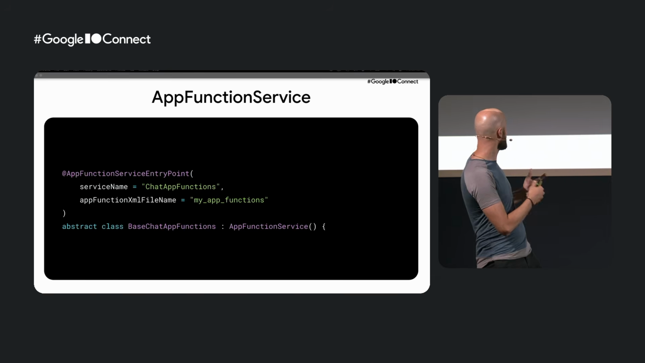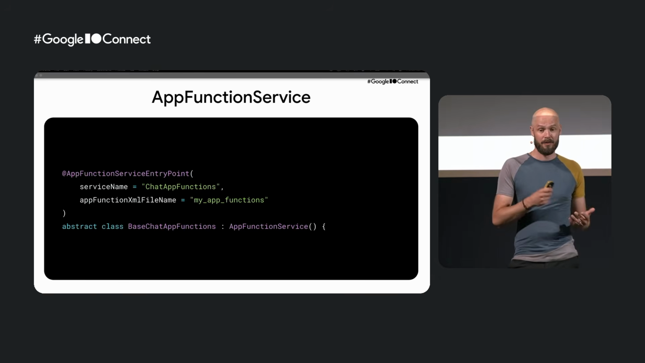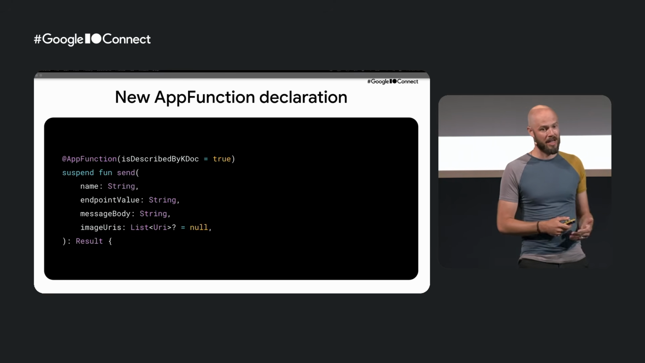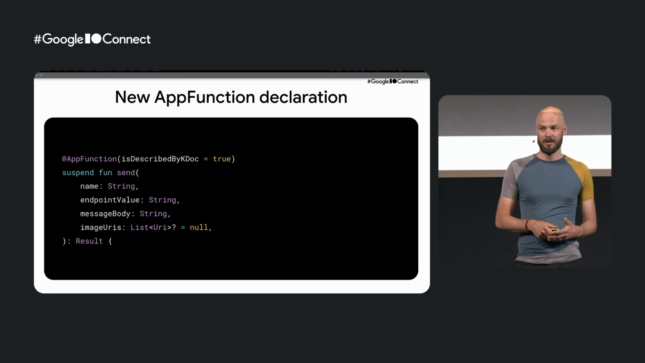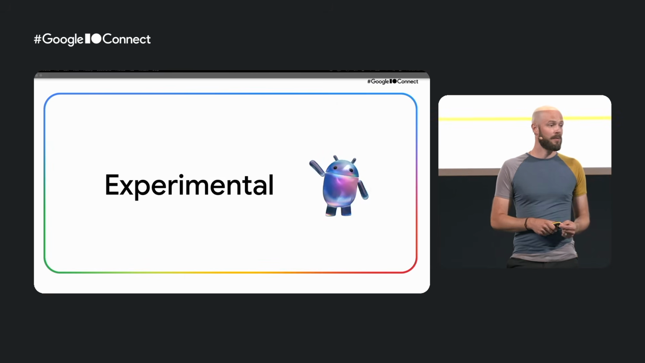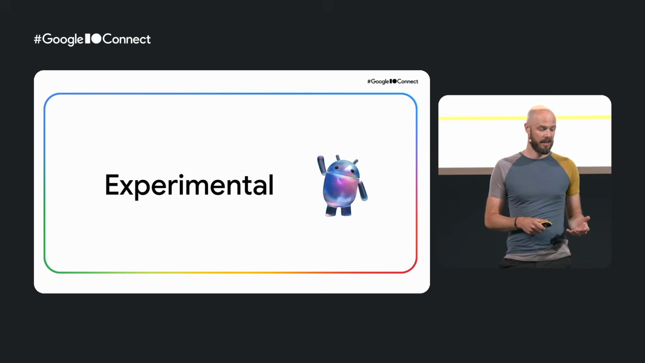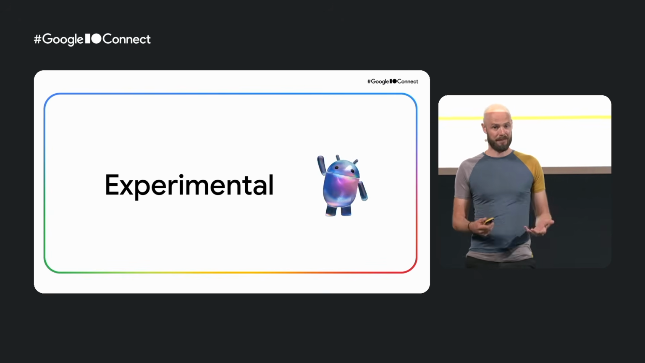So now we're exposing that service. This service, where you annotate it with the AppFunctions service entry point, allows you to have access to your app's lifecycle and state directly as your app function gets executed. And as a fun side effect of that, it removes the need to have the app function context parameter. That's one of the reasons why we're saying this API is still experimental. It is still in alpha, and it is evolving.